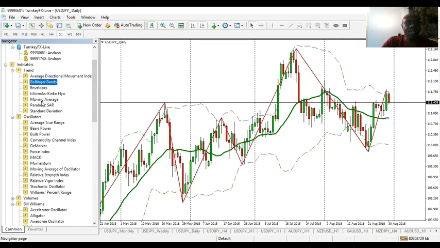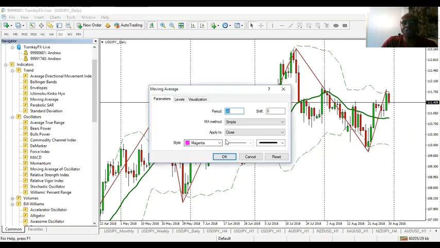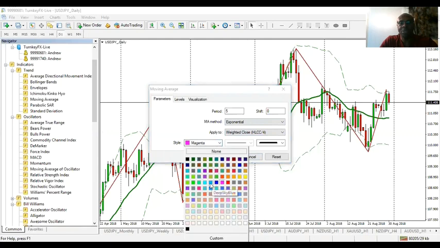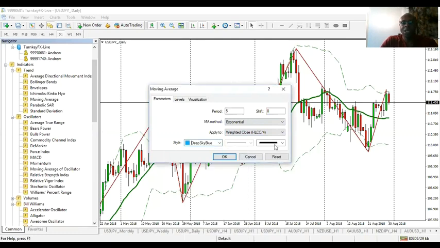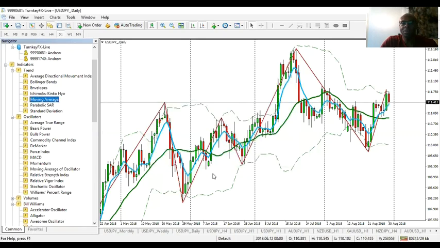And then we're going to add the moving averages. The first one that I add is the 5, and I set that to exponential and weighted close. I set that to a light blue, deep sky blue, I guess. And the width to about the third one. So I add that, boom, there it is, light blue.